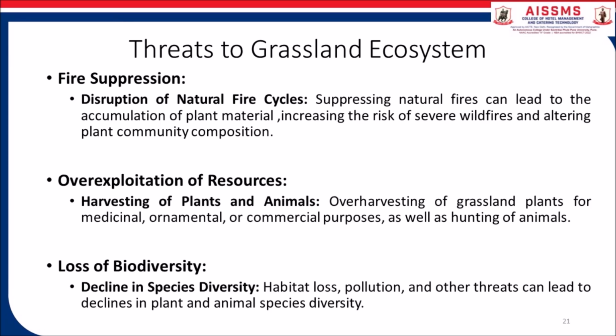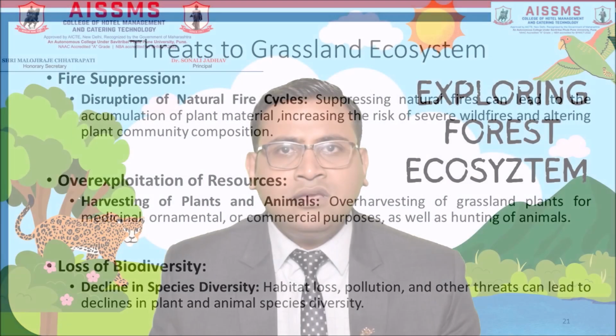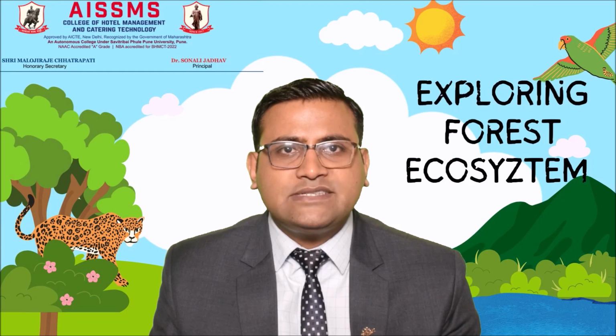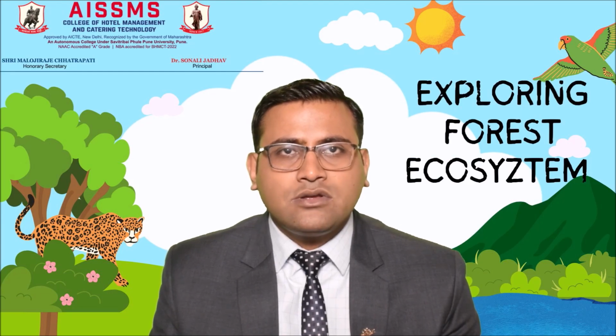Habitat loss, pollution and other threats can lead to a decline in plant and animal species diversity, affecting ecosystem stability and function. Now let us summarize the topic.